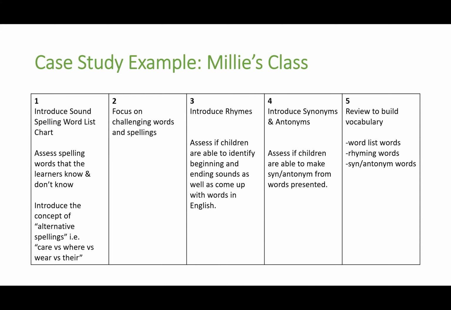Then you might introduce the rhymes, assess if children are able to identify the beginning and ending sounds in English, right? Sometimes children can read, but they still have very weak ability to hear the sounds in words. So can they rhyme, right? If they can rhyme, great. You move on to the next thing. Maybe you introduce synonyms and antonyms, and you start making a beautiful chart of synonyms and antonyms. Perhaps they're familiar with these terms already, and so it's not a new concept to them.